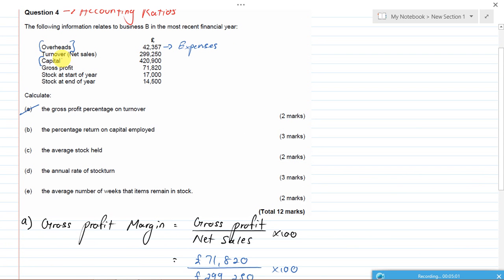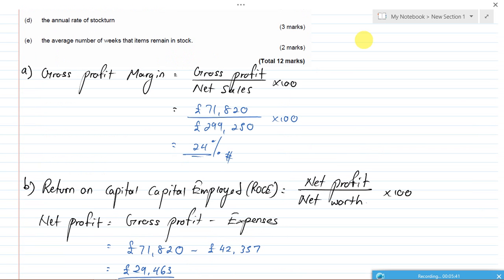They gave you capital. So we're going to use the capital as our net worth in our ROCE. If you still remember, when we do the accounting ratio topic in our exercise in the workbook, one of the exercise in the workbook, first one of the first they asked to calculate the ROCE using net worth. On the second required, they ask you to use the capital as your net worth. So that's why in this question they give you capital. That means we can use the capital as our net worth.